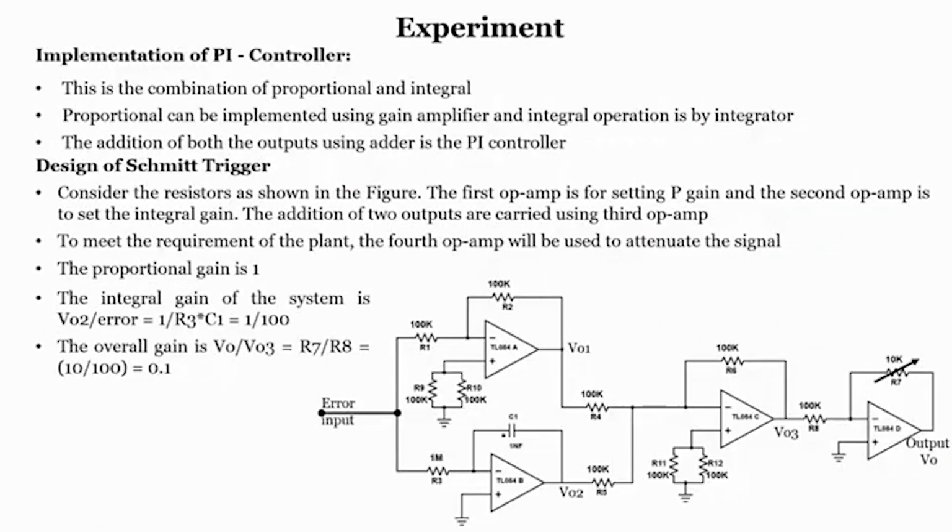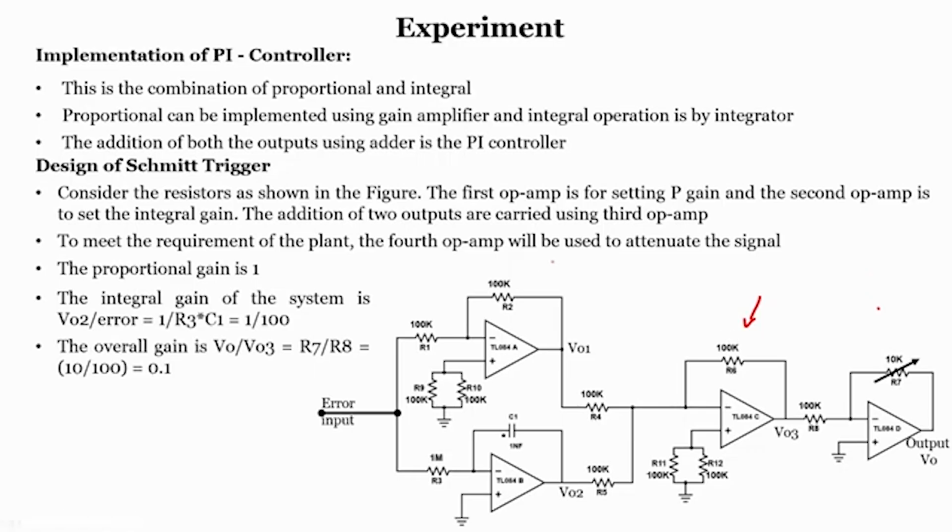So, that is how things stand, but if you want to implement the PI controller, which is the proportional integral controller, then we know that this is nothing but a combination of proportional and integral control. The proportional controller can be implemented using a gain amplifier, and the integral operation by an integrator. So, we have an integrator, we can have a gain amplifier, and we can further design it, considering the resistors as shown in the figure. The first op amp is for setting the P gain, and the second op amp is used to set the integral gain. The addition of the two outputs is carried out using the third op amp.